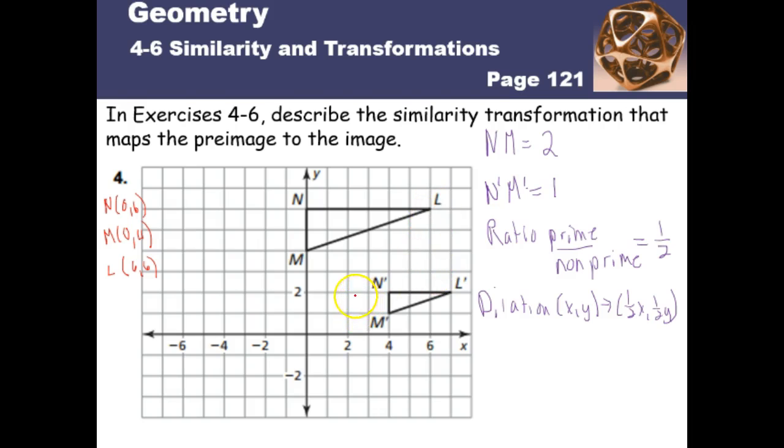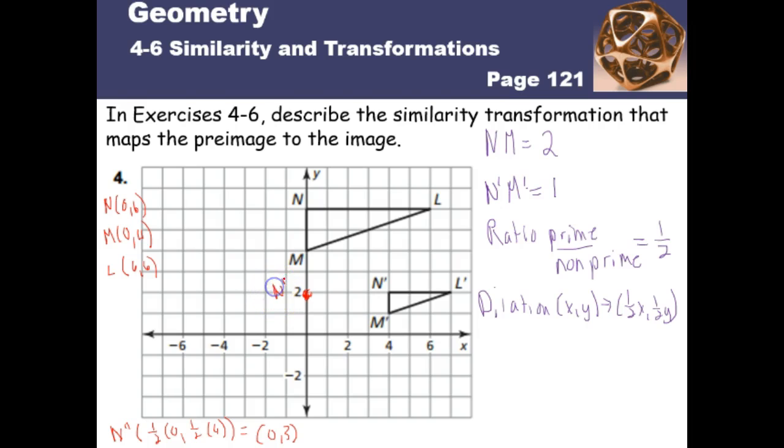Yeah, 6, 6. Okay, so that means if I shrink it first, this N double prime, we don't want to call it prime because this is already prime. So this N double prime is going to be 1/2 of 0, 1/2 of 6. So 1/2 of 0 is 0 and 1/2 of 6 is 3. So N double prime is 0, 3.